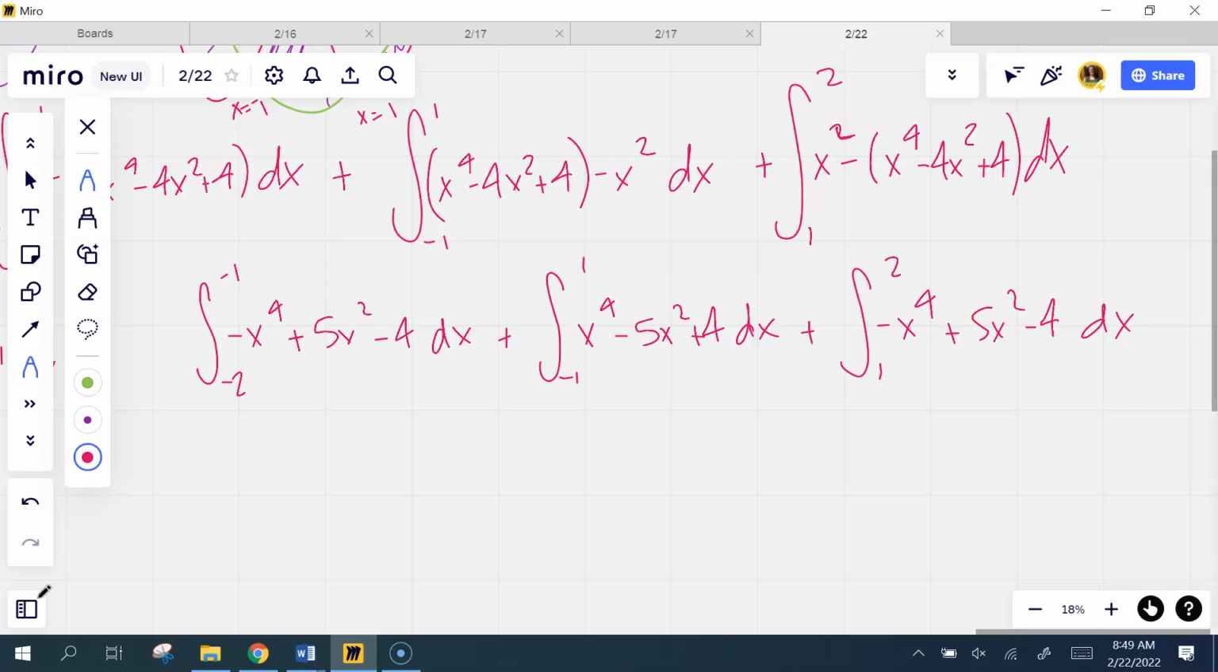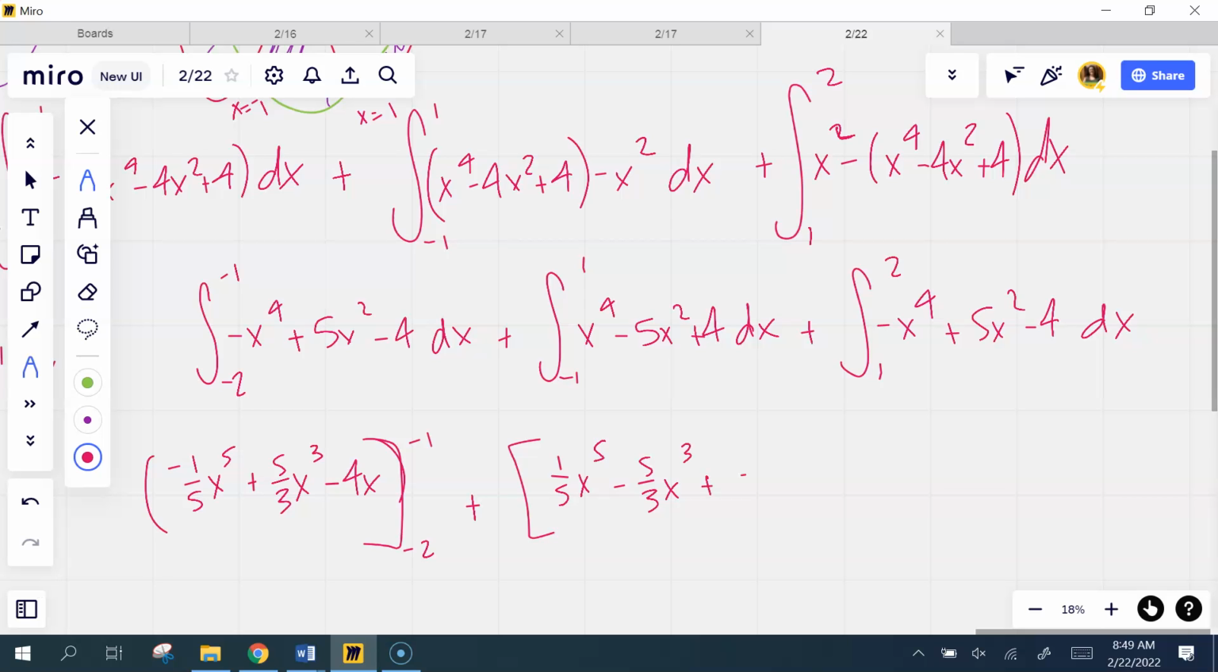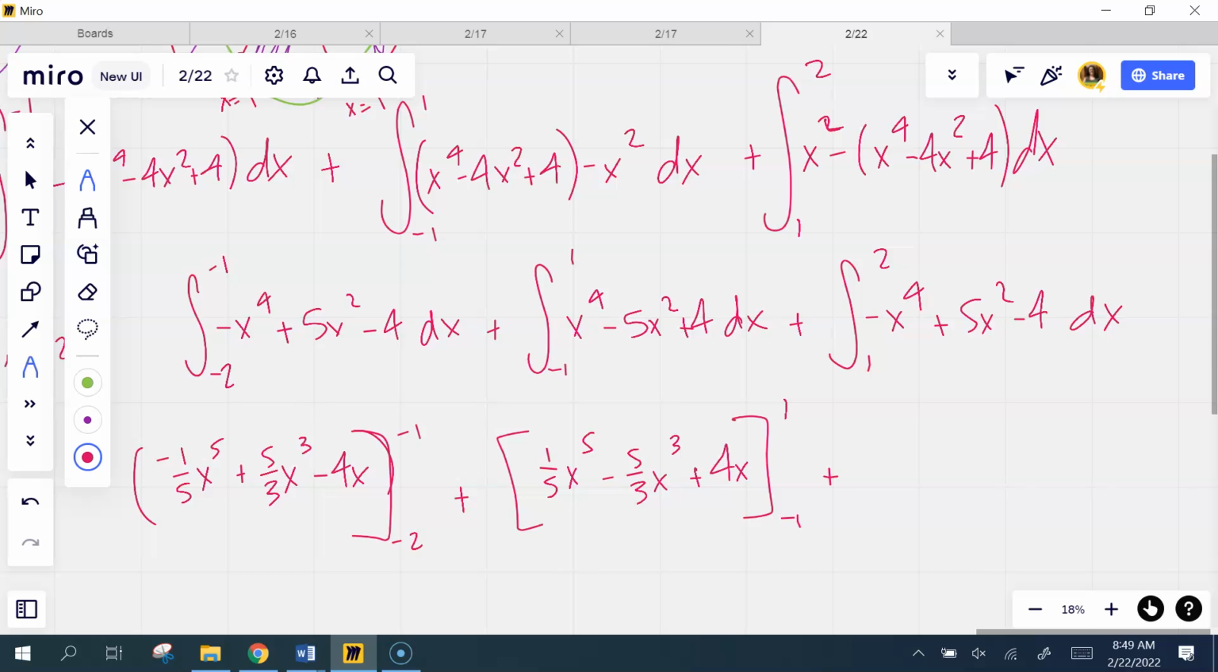Antiderivative. Negative 1/5 x to the 5th plus 5/3 x cubed minus 4x. This one is going from -2 to -1. 1/5 x to the 5th minus 5/3 x cubed. This is, to me, I could do this all day long because I know this is easy. I mean, it's a lot of tedious stuff, but there's no calculus involved past the antiderivative here.